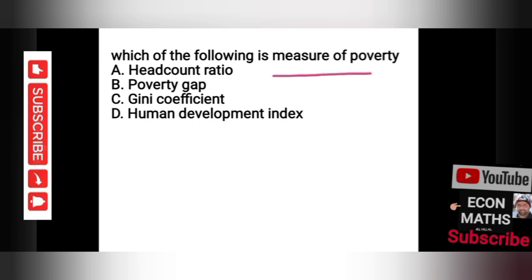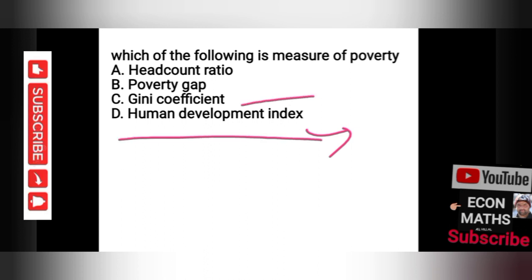Which of the following is a measure of poverty? First is head count ratio. Second is poverty gap. C is Gini coefficient, and D option is HDI. First of all, HDI measures human development index. Gini coefficient measures inequality. Poverty gap index measures poverty, but since it is only the poverty gap, we will go for head count ratio. Head count ratio measures the poverty.